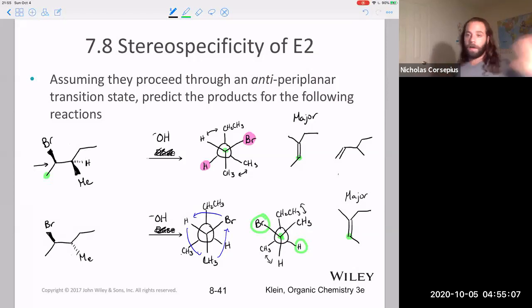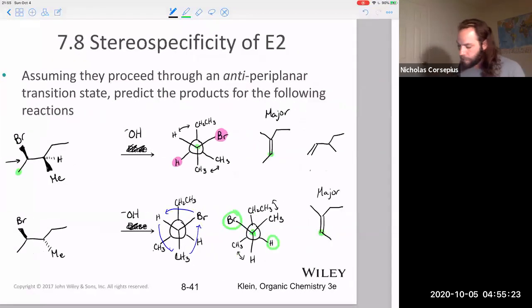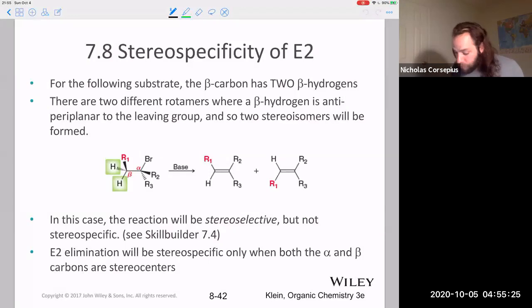All right, so pain in the butt. Stereo, I thought it was bad with SN2 with the inversion. It's even worse with E2, right? The stereospecificity, because you have to consider the fact that the hydrogen and the bromine, or whatever the halogen is, has to be coplanar in order for the elimination to occur. When you have two hydrogens, you don't have that same problem where there's only one product. There may be two products, and then it's all about consideration of where your bulky groups are, right?